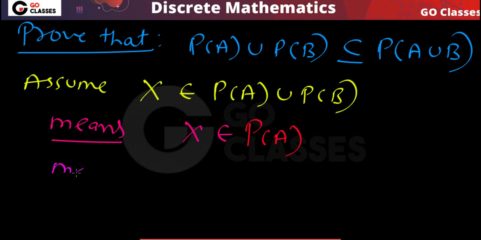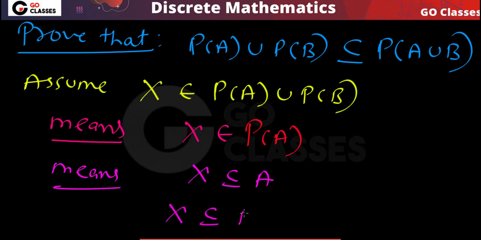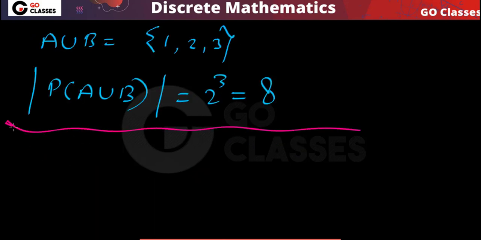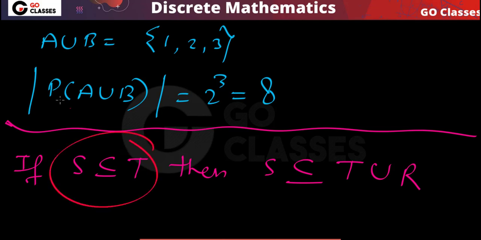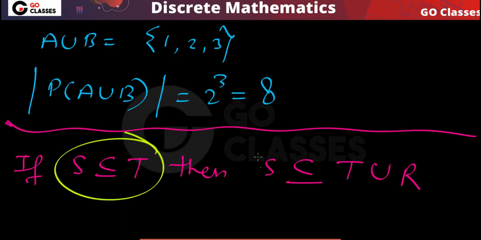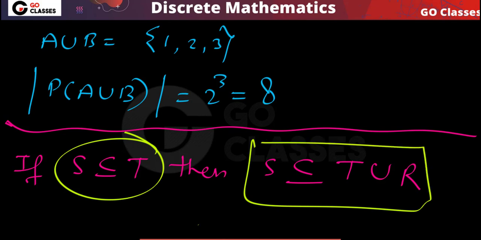What does this mean? This simply means that X is a subset of A. If X is a subset of A, then automatically X is a subset of A union B. See, the idea is: if S is a subset of T, then definitely S is a subset of T union anything. If S is already a subset of T, then S is definitely a subset of T union R.